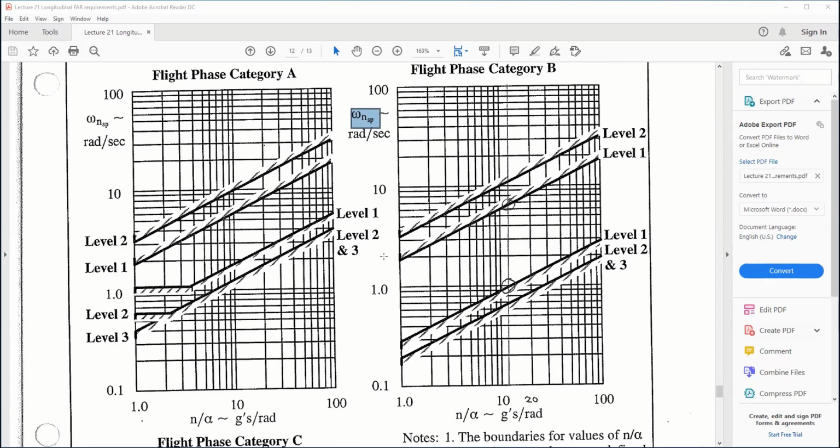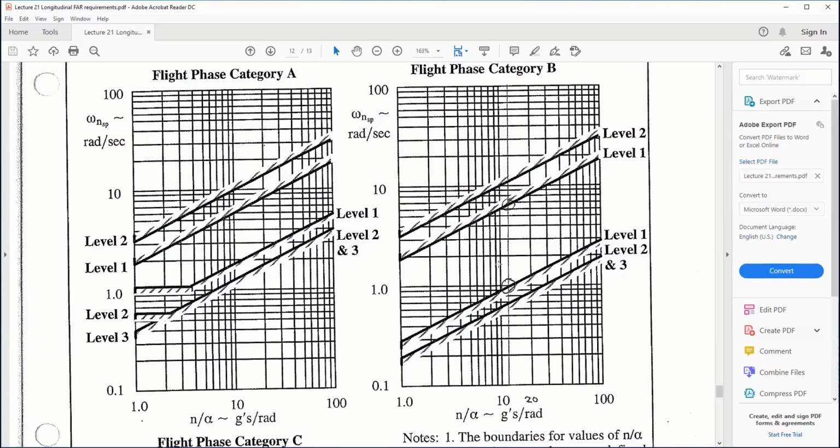So check my line there. Is that in the right spot? Be careful. Notice that's a log scale, right? So 13, this is 10 here. 20 is over here, 30, 40, 50, 60, 70, 80, 90, 100. So 13 is somewhere in here.